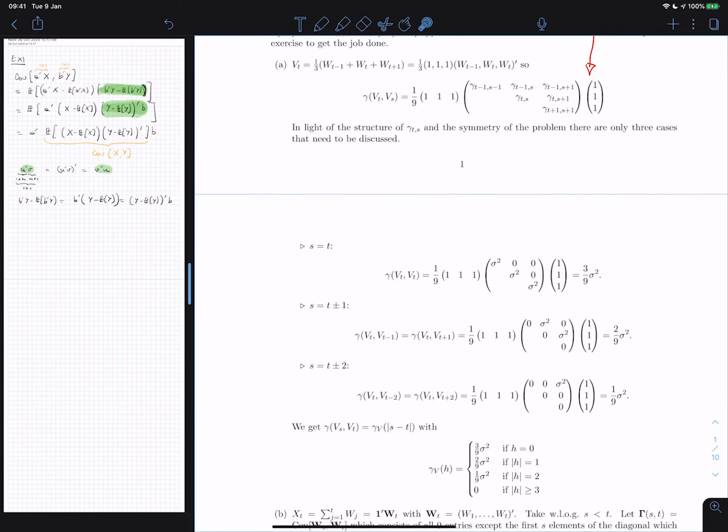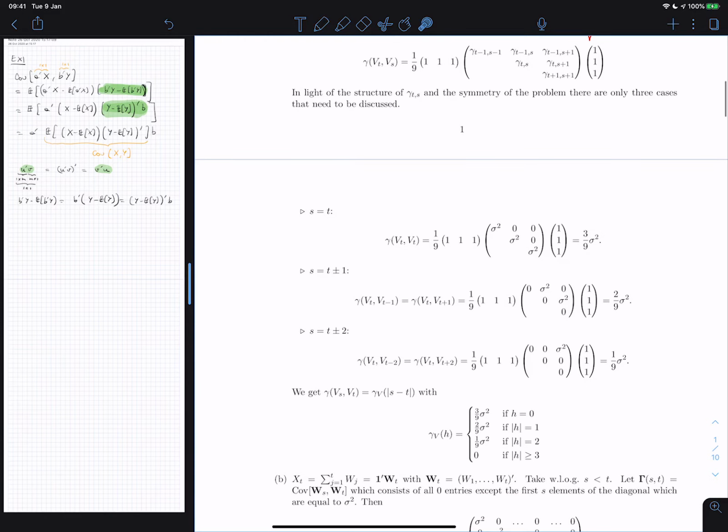If now s is t plus or minus 1, then these guys will be 0. This guy will be 0, but these guys will be non-zero. So we'll have this guy here, which gives us this. And if s is t plus or minus 2, we get this. That's okay for everybody?